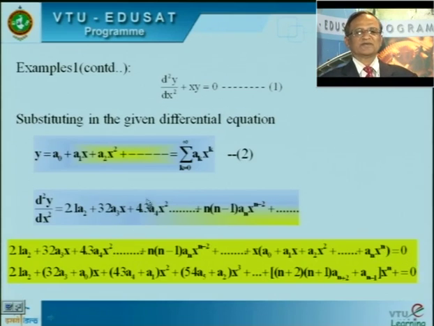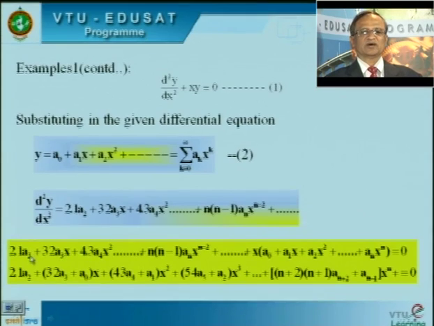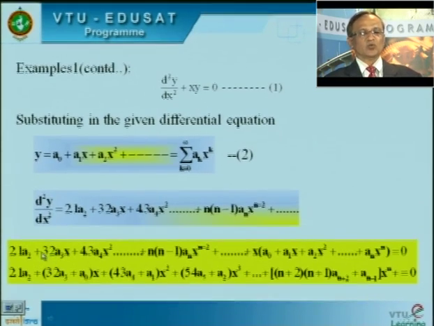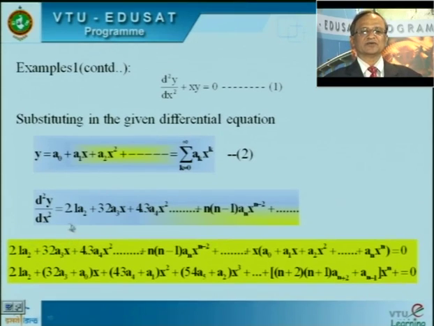Simply, I have differentiated the assumed solution 2 times, then replaced it in the given equation and obtained this equation, right? Now I want to rearrange the terms. Is it clear? As I have mentioned in the theory, now I want to obtain various powers of x. It means I want to find out what is the coefficient of x to the power 0, what is the coefficient of x to the power 1. In that direction, I want to rearrange all these terms.